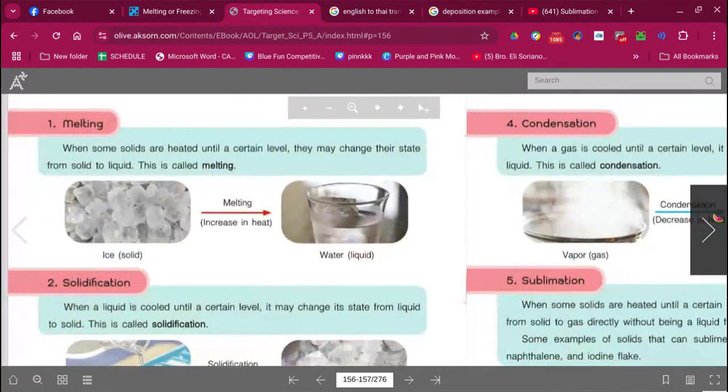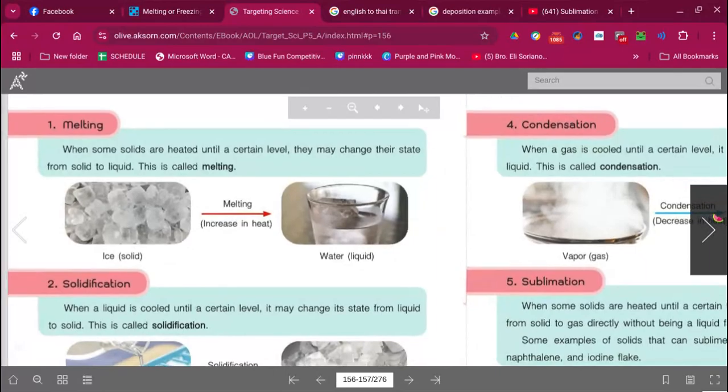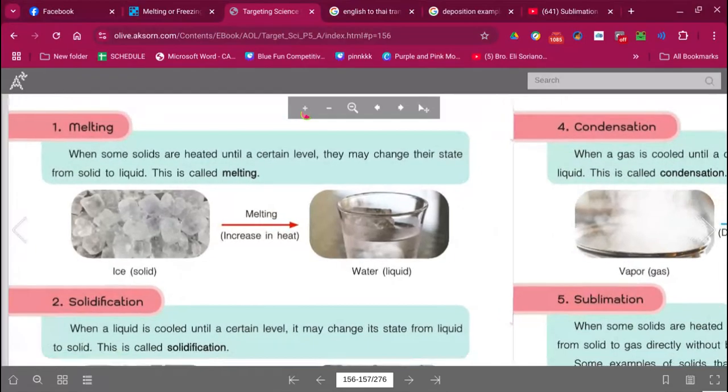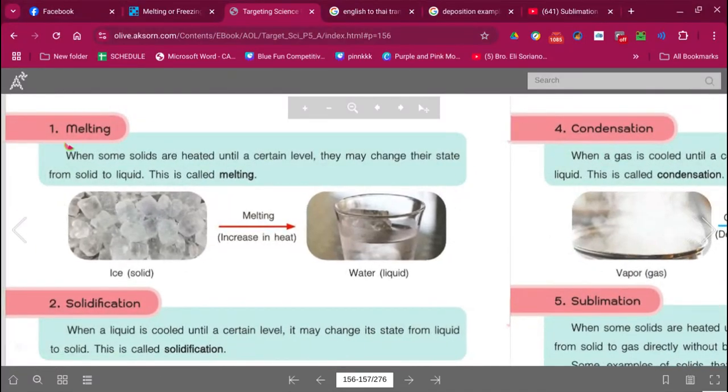So let me turn my page here. So those vocabulary words that we saw earlier, we will be able to know what they are. So the first one is, what is the first one? Melting. Okay, can you read this? When some solids are heated until a certain level, they may change their state from solid to liquid. This is called melting. Yeah, very good. Melting is a process in which matter changes from a solid into a liquid.